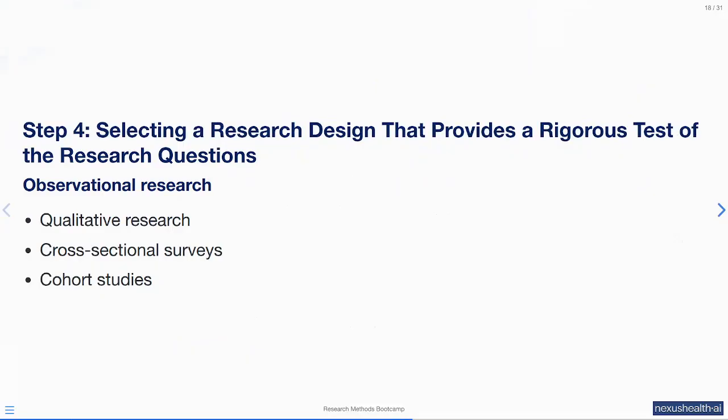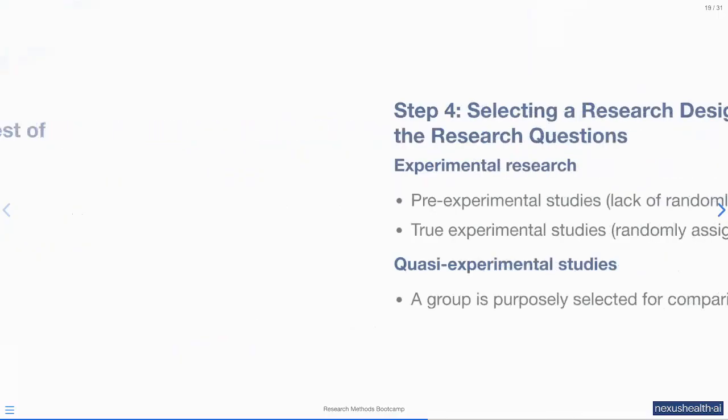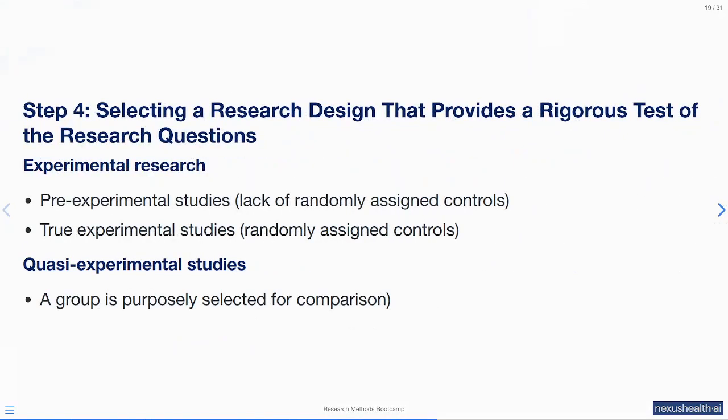What kind of research designs can we select? We have observational research, wherein we can do qualitative research. We can carry out cross-sectional surveys, cohort studies. We could do pre-experimental studies. In this case, there are no randomly assigned controls. But we could also do true experimental studies, wherein we have randomly assigned controls. In quasi-experimental studies, a group is purposely selected for comparison.